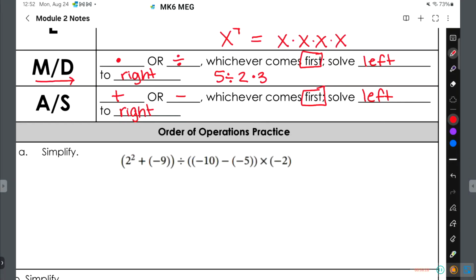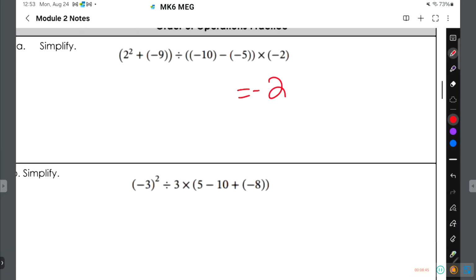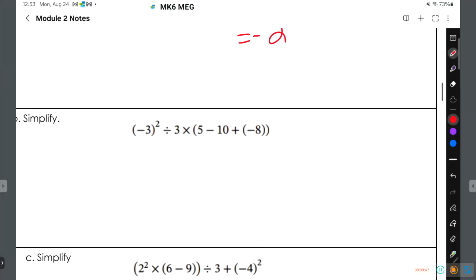You should be getting -2. Did you get -2? Alright, you should have gotten -2. You didn't, we've got more for you to practice, okay? So we should have gotten -2. Alright? Let's see if you all can redeem yourself, those who didn't get it the first time.